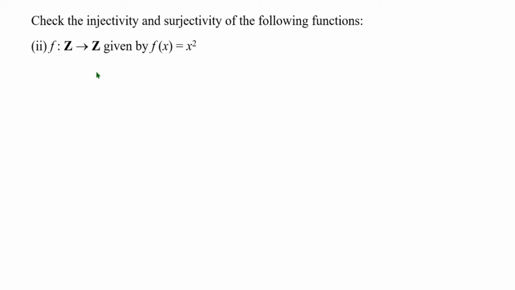Next question, check the injectivity and surjectivity of the following functions. The function f from the set of integers to the set of integers given by f of x is equal to x square. So here we take f of 1 is 1 and f of minus 1 is also equal to 1. Therefore f is not 1 to 1 because two numbers have got the same image. So f is not 1 to 1 or injective.